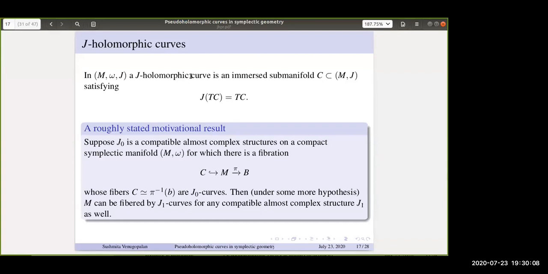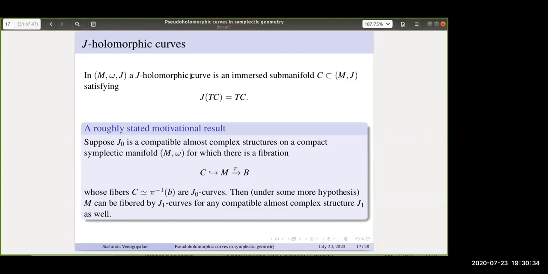So this is kind of a motivational result, which tells you what property is preserved when you go from J0 to J1. If you have two compatible almost complex structures, what exactly is preserved? So this is a motivational result. It's roughly stated. I don't state a lot of the hypotheses which are required.